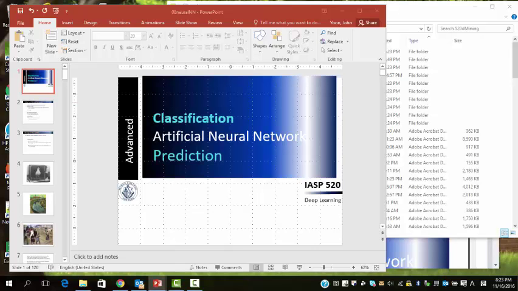Okay, now the coding. This is a gradient, sigma. Oops, where is it?